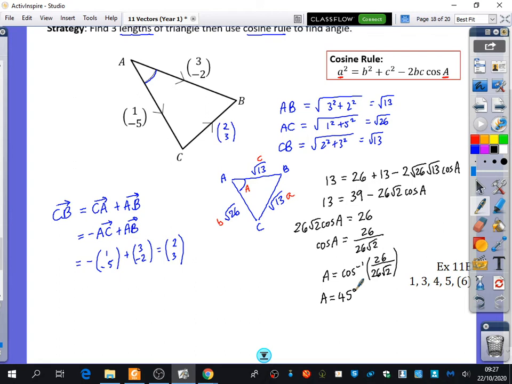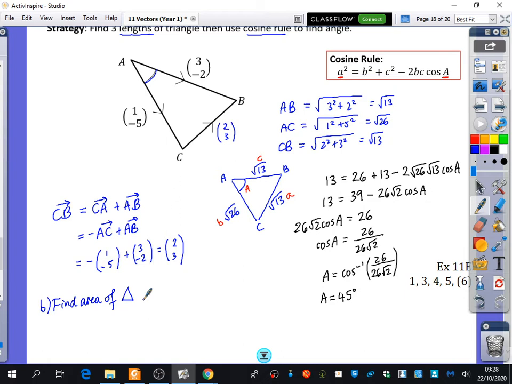So we found out what the angle was, 45 degrees. Now, I forgot to add this into the question, but if you can squeeze it in, I also want us to find the area of the triangle. How do you think we could find the area of the triangle? Okay, so we're going to do that one first.